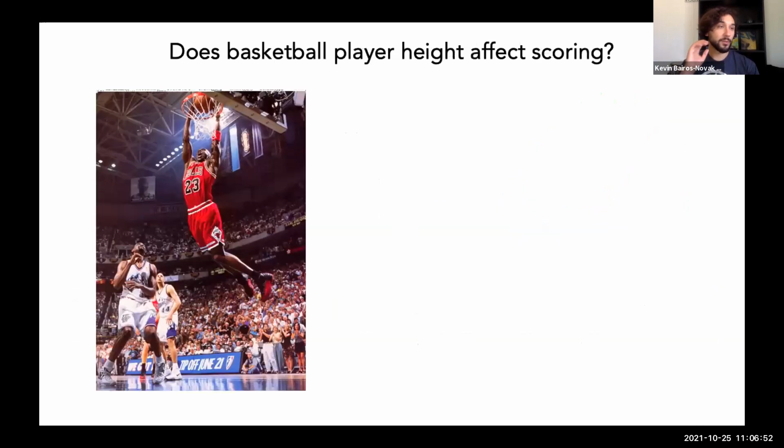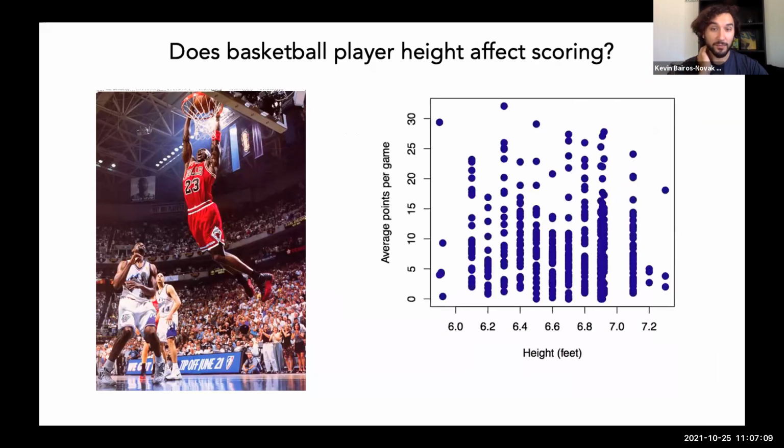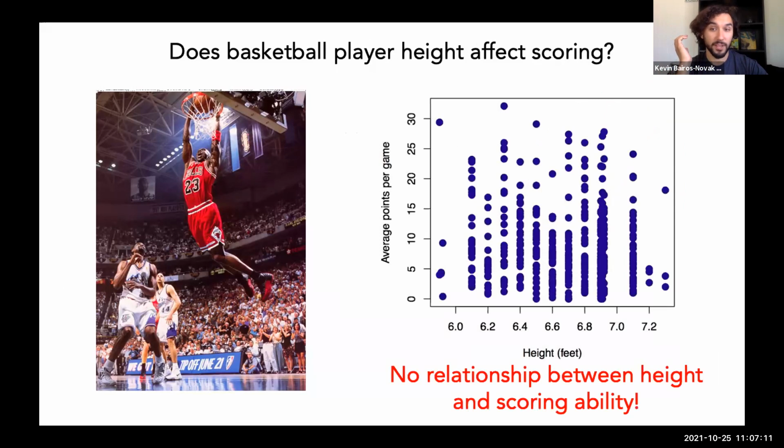Now, another example: do basketball players' heights affect their scoring ability? This is a really common example. I'm stealing it off of the YouTube channel, as well as a Twitter post by Matthew Hahn. He analyzed this data set and made a plot of it. And essentially there is no relationship. There is really nothing going on between an NBA player's height and scoring ability.